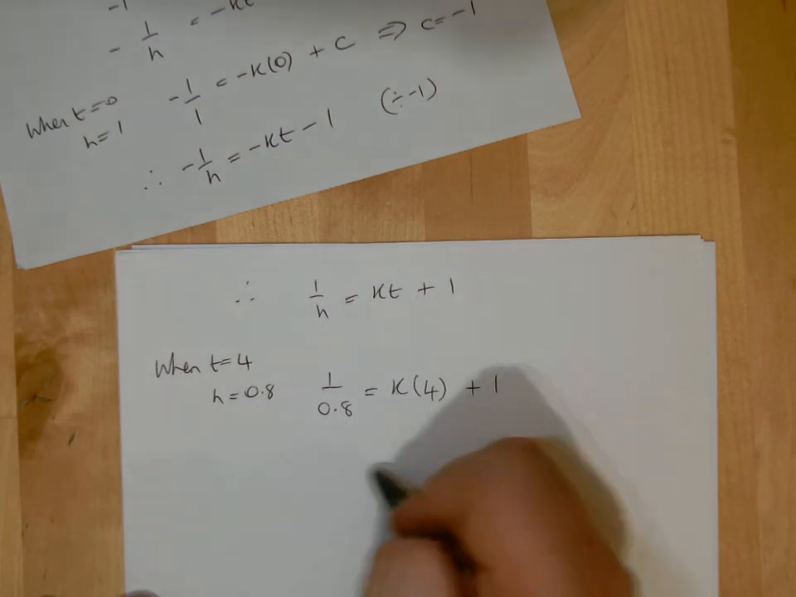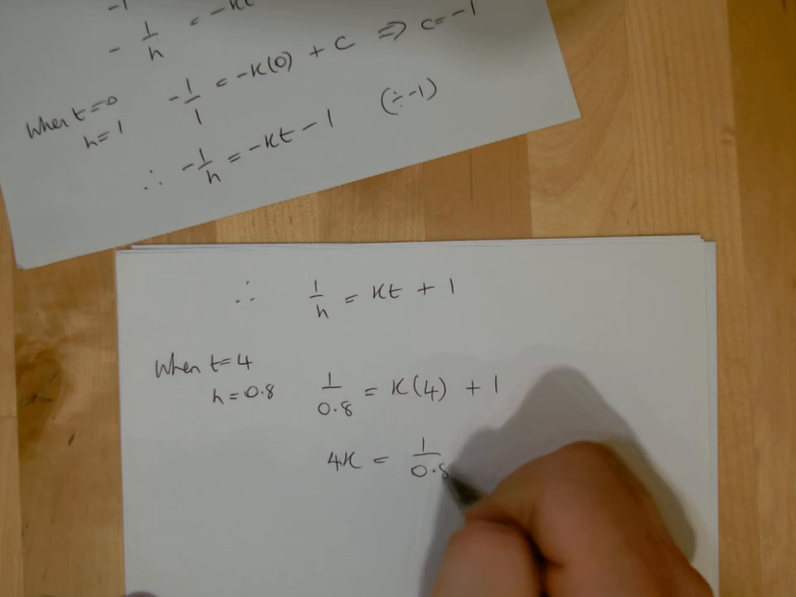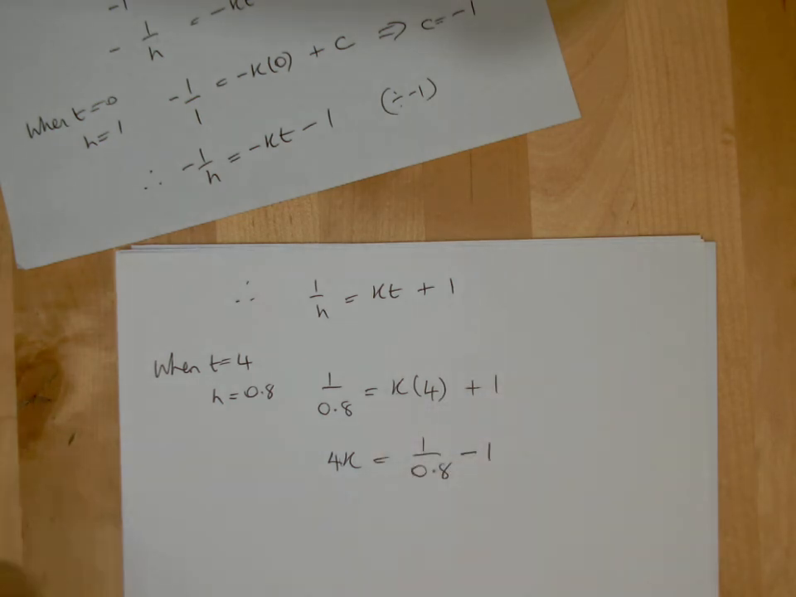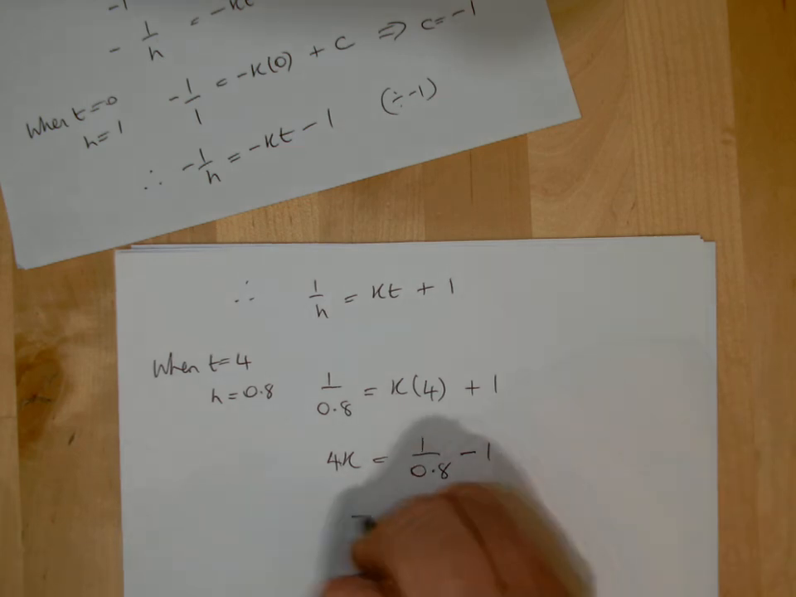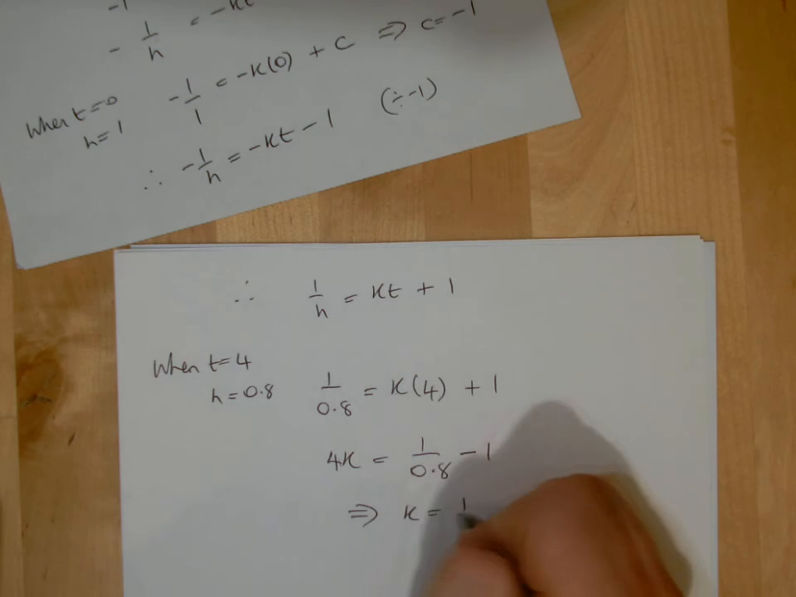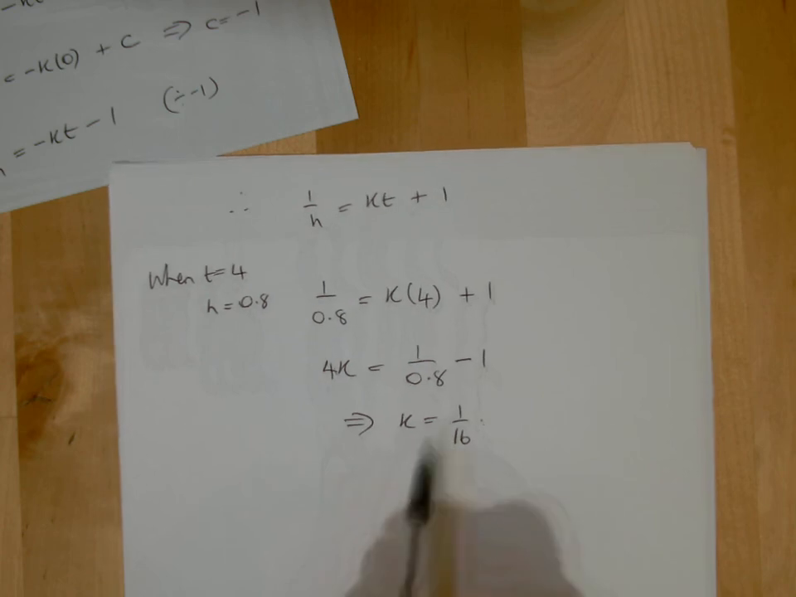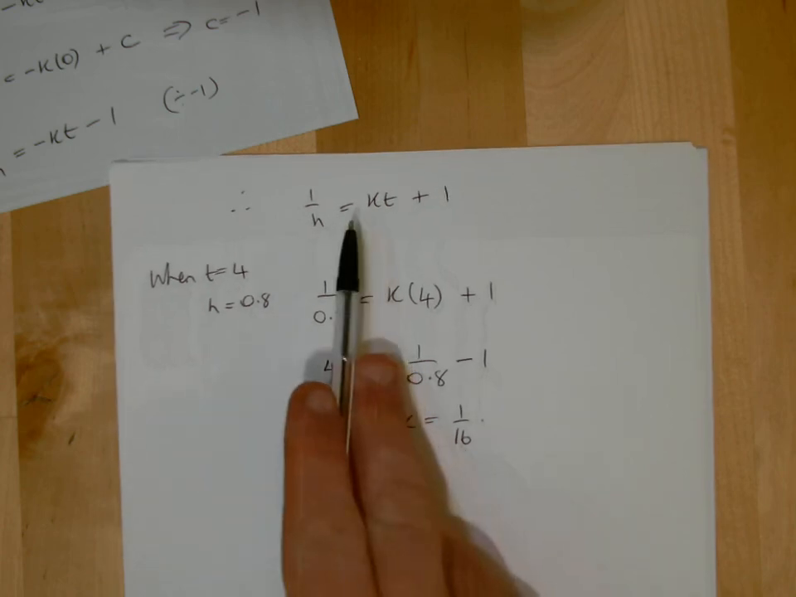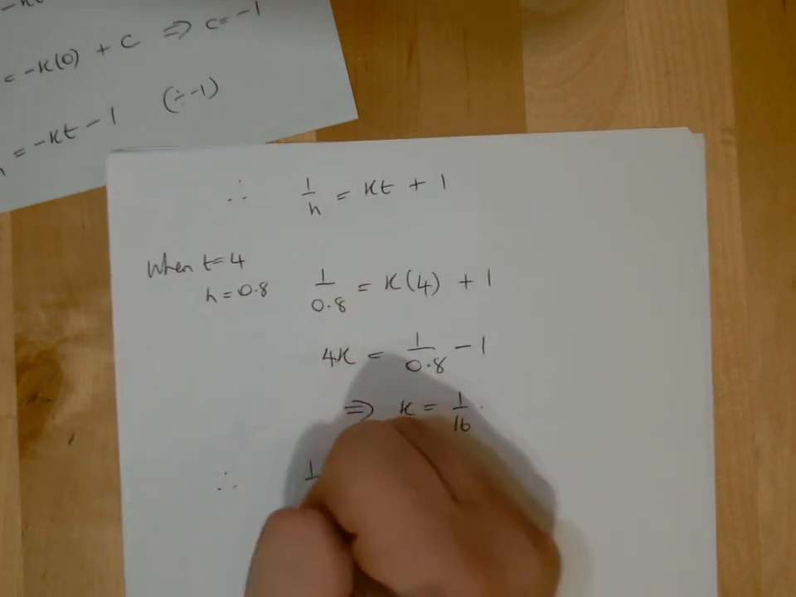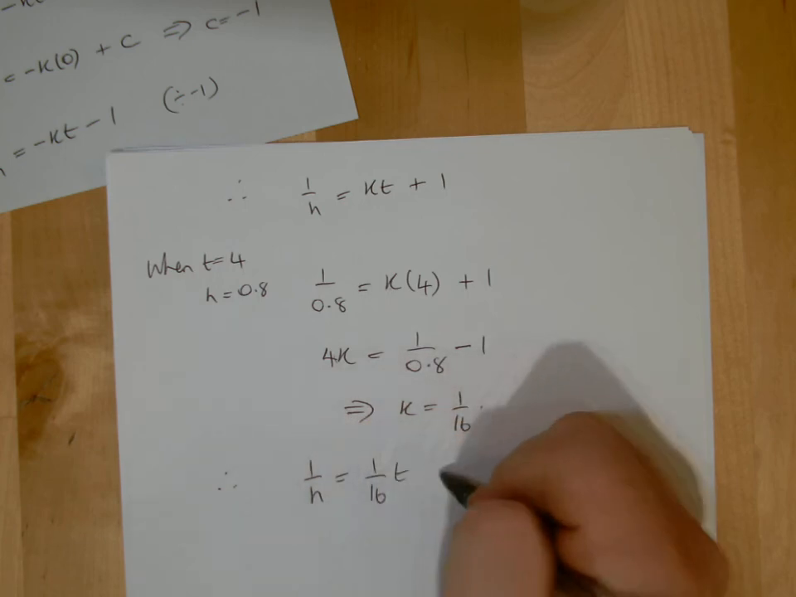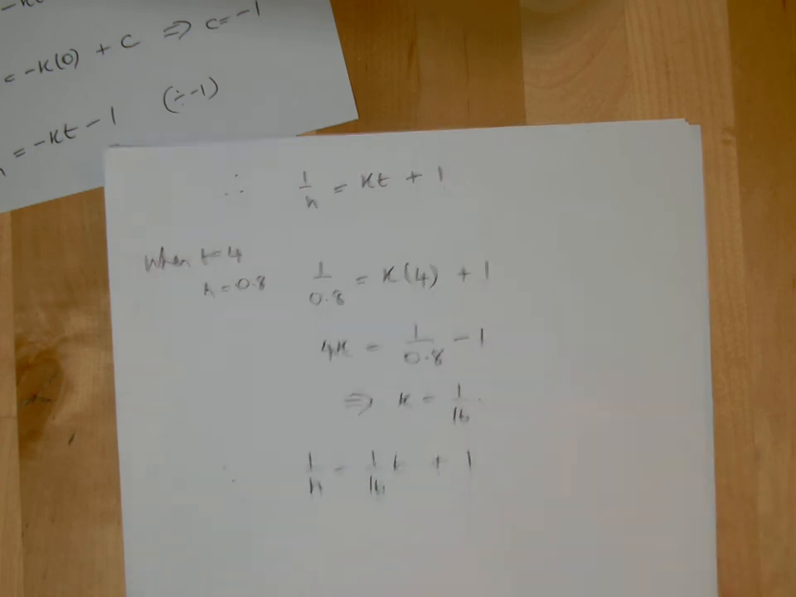So in other words, 4k is equal to 1 over 0.8 take away 1. If I work this out on my calculator, I get k equal to 1/16. So then I've worked out my k. Let's go back to the equation. So therefore 1 over h is equal to 1 over 16 for k, t plus 1.